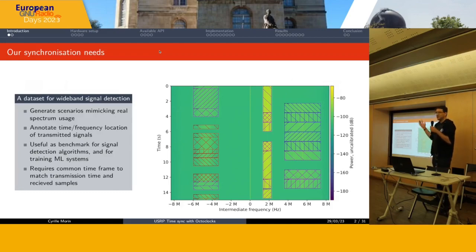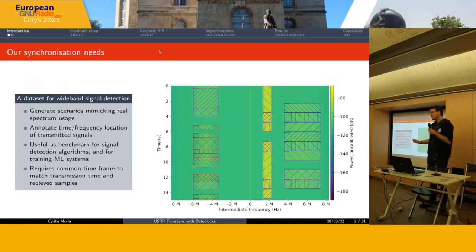There are a bunch of reasons to do time synchronization, but the reasons we had at first in our team, in our lab, was that we want to make a data set for some machine learning things with a bunch of different transmissions at different frequencies and different times. And we want to be able to label properly what are the time and frequency localizations of all of these signals to do, for instance, signal detection, wideband signal sensing, stuff like that.